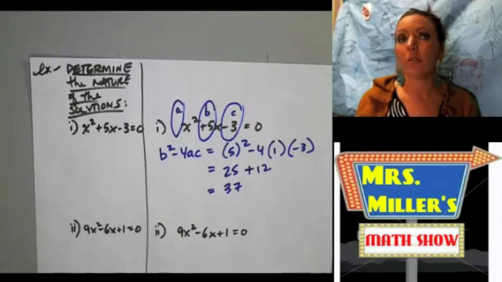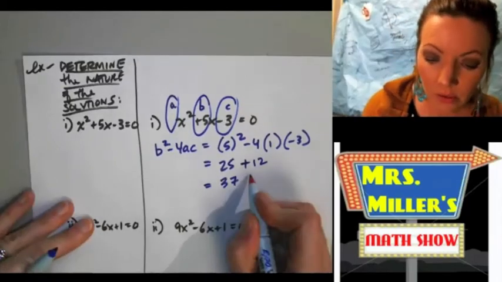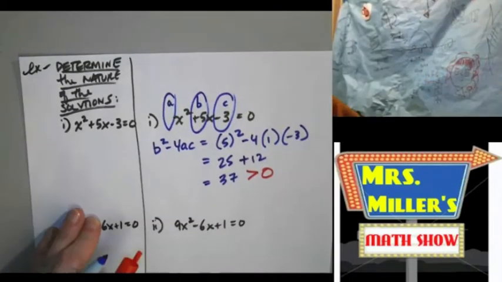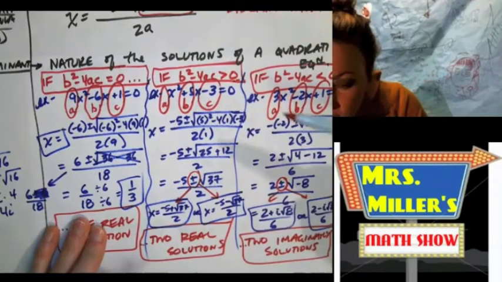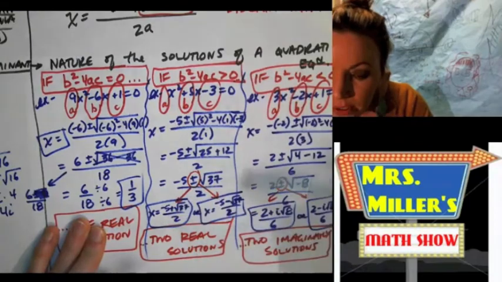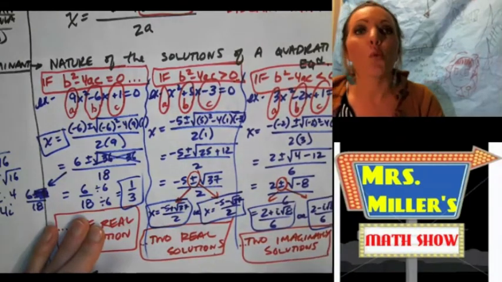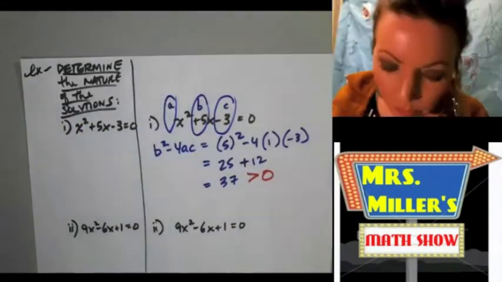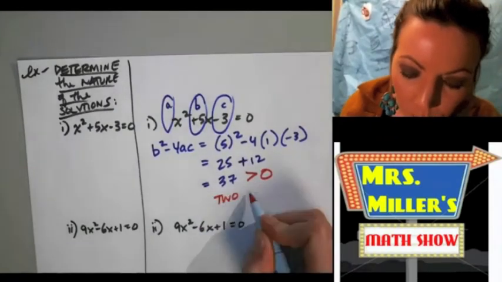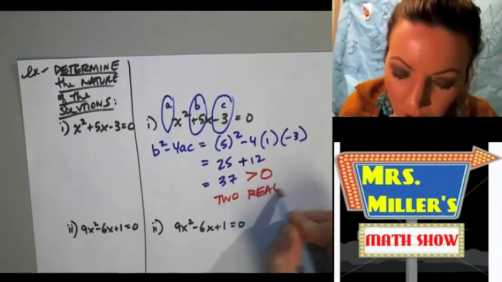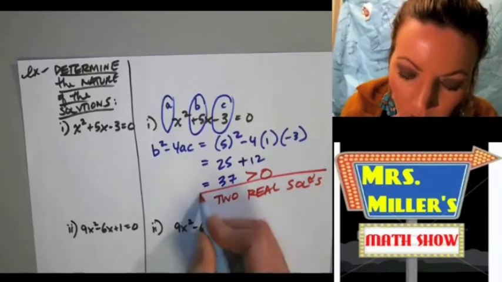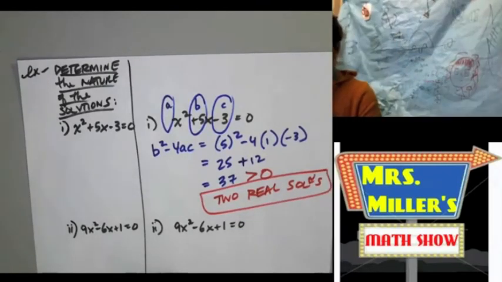It's greater than 0, which if we go back to what we outlined in the last thing, if b squared minus 4ac is greater than 0, then we have 2 real solutions. So that's what we would say is our answer, that this particular problem has 2 real solutions. Okay? Questions?